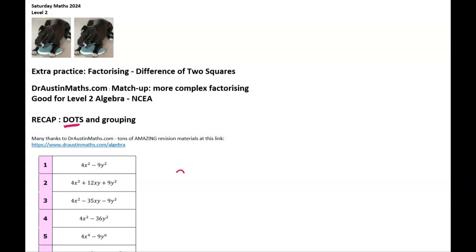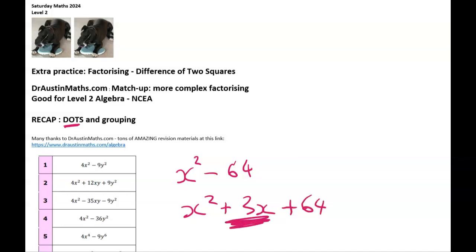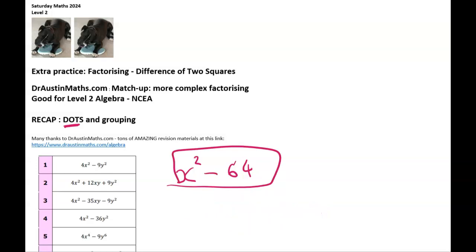So the difference of two squares is a pattern that comes up over and over again in Level 2 and 3 Algebra, and this is the most basic case of it. Suppose that we've got x squared minus 64. You'll notice that in this quadratic, we don't have the usual middle term with an x. So there's nothing in this one that's got an x. In other words, the coefficient on x is 0.